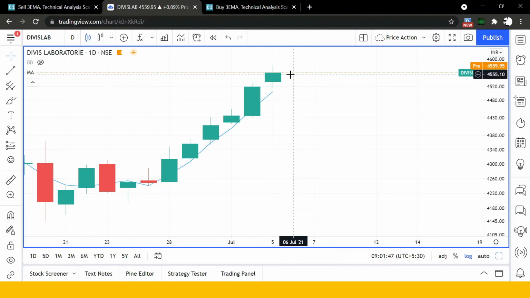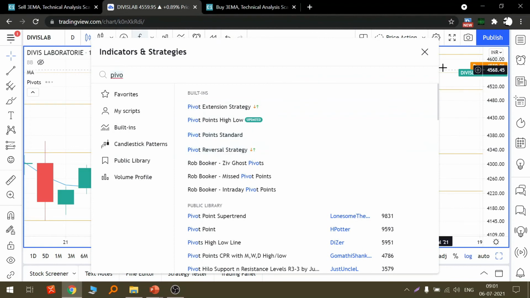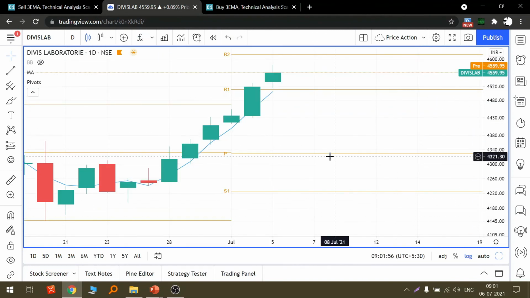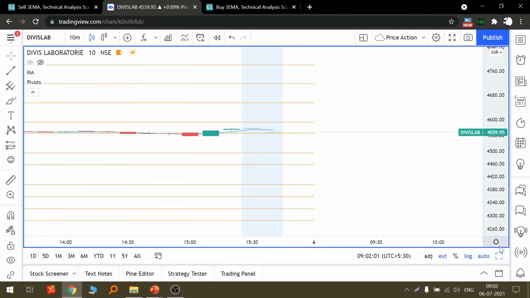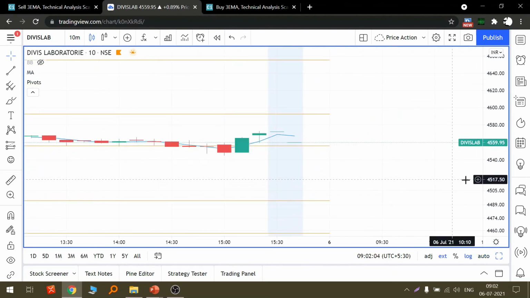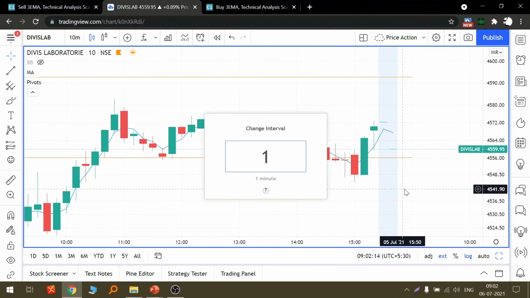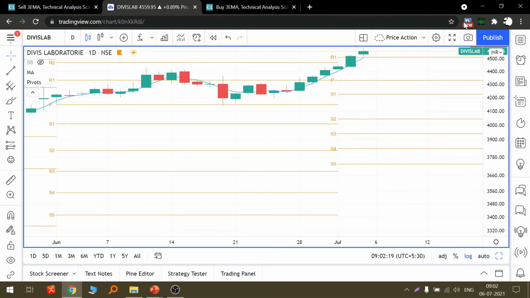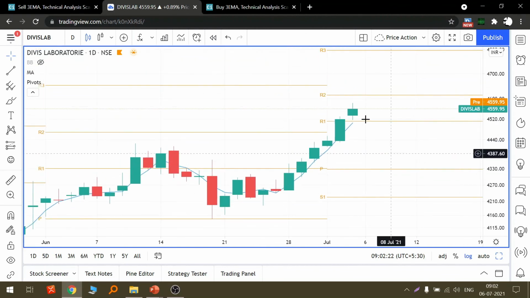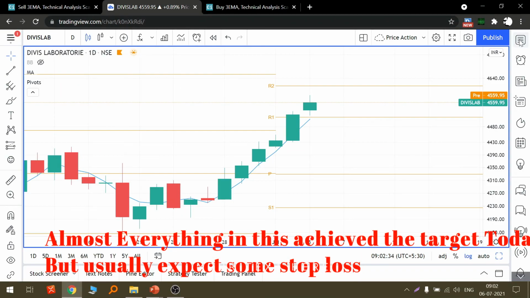The ideal thing would be, today it is already opening gap down. Our ideal thing would be it going here, and from here if we get a rejection, that would be a very good setup for us. I have loaded all of this in the list.